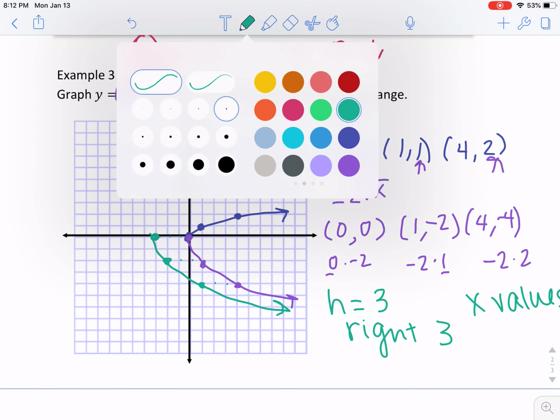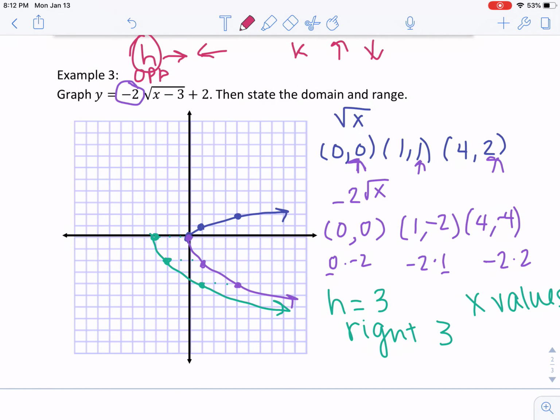And then for our last one, we're going to go the +2. So k equals 2. So that means I'm going to go up 2. And this is your y values changing. So in this case, the x values are going to stay the same, but our y values are going to go up 2. So 1, 2, 1, 2, 1, 2.